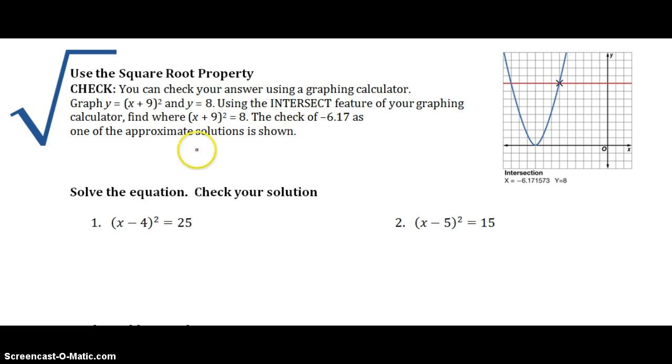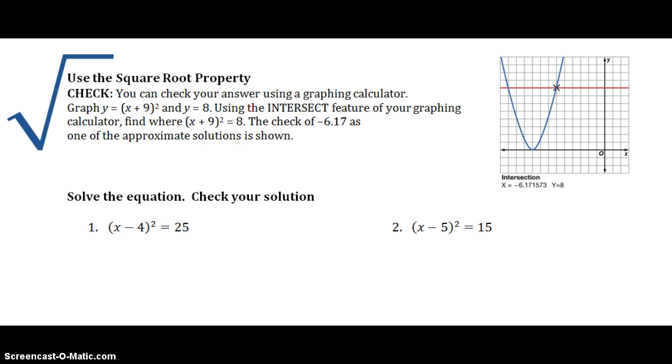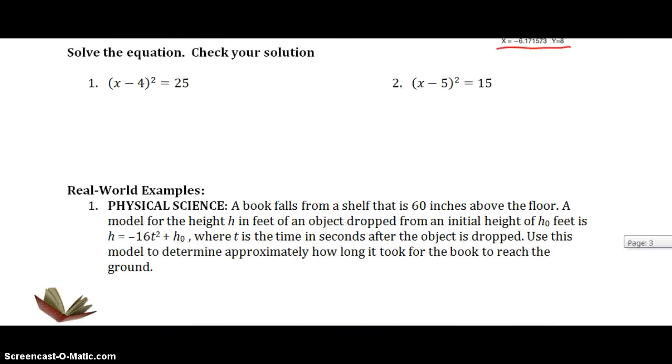Then on the next page it tells you that you can use your calculator to check your answer to number 2. We will do more with our calculators in our next chapter, but there's an intersect feature on our graphing calculator. When you set y equals this quadratic, x plus 9 squared, and you check the intersect feature, you will find out that one of the solutions is negative 6.17, which if you round it to the nearest tenth, is negative 6.2. And it shows up here at the bottom of your screen. So we'll practice that more in class, and again, stay tuned for next chapter.